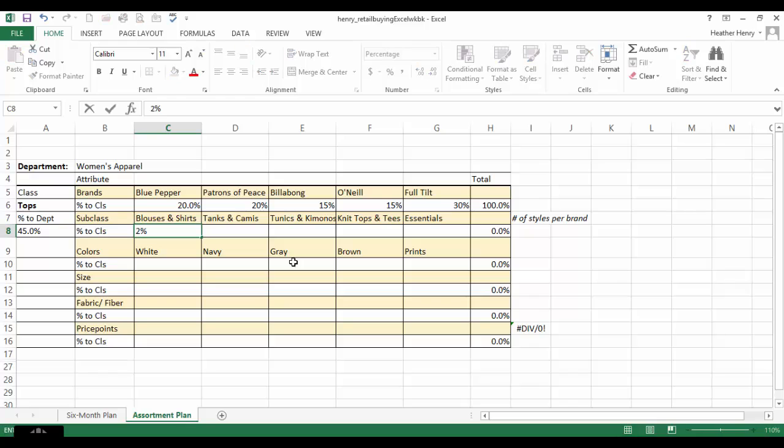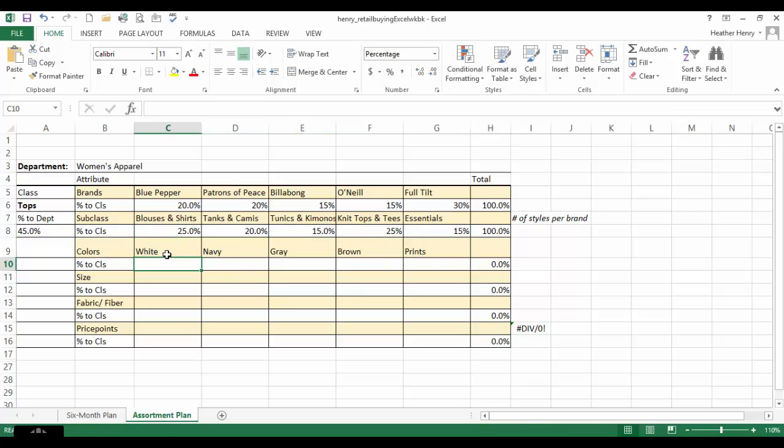I noticed the blouses and shirts were about 25% of the total subclass. The tanks and camis were about 20% of the total subclass. The tunics and kimonos represent about 15% of the total class. The knit tops and tees represent about 25% of the total tops, and the essentials represent about 15% of the total tops.